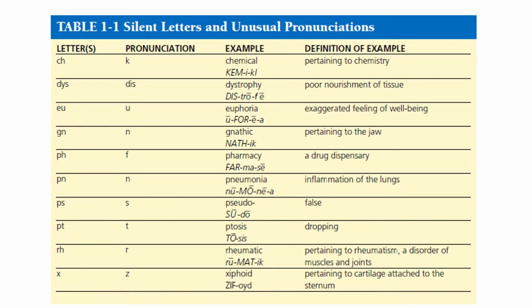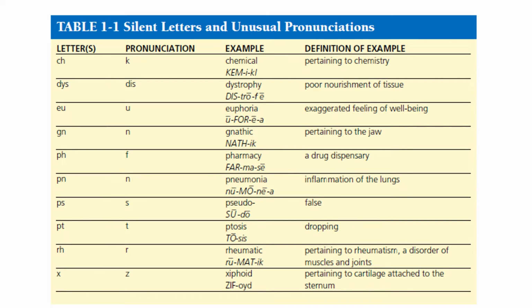Next is RH. Again, it is a double consonant, so the pronunciation will remain as the letter R. The example is rheumatic, which means pertaining to rheumatism, or a disorder of muscles and joints.